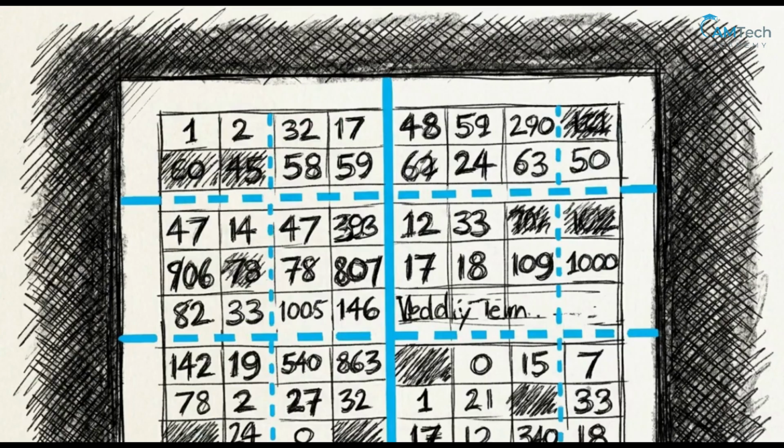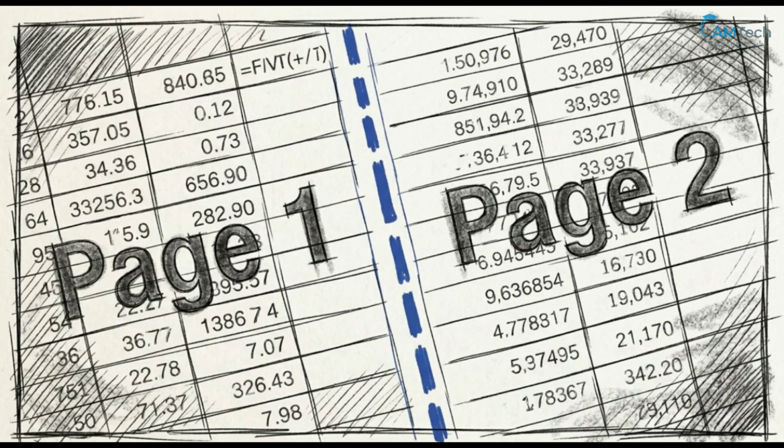The third is Page Break Preview. This is a diagnostic view that outlines exactly where your document will cut off. It shows you exactly what data fits on page 1 and what spills over to page 2.